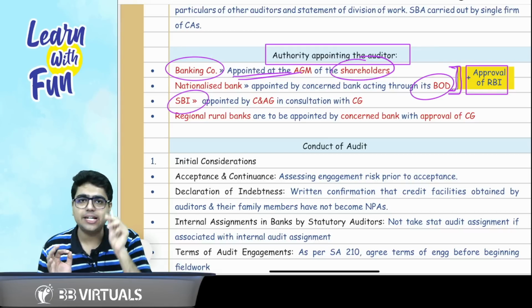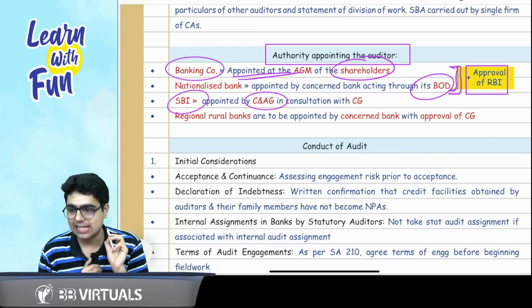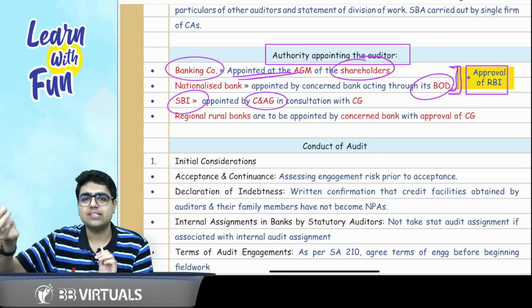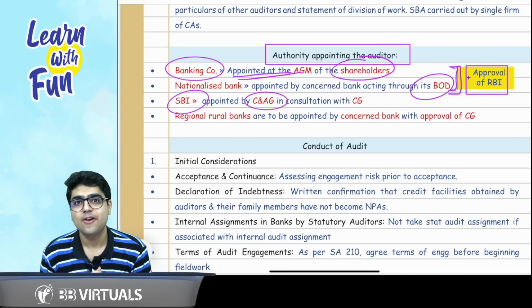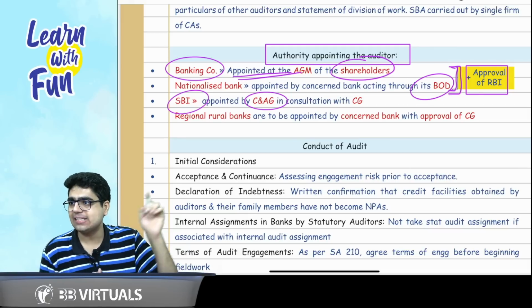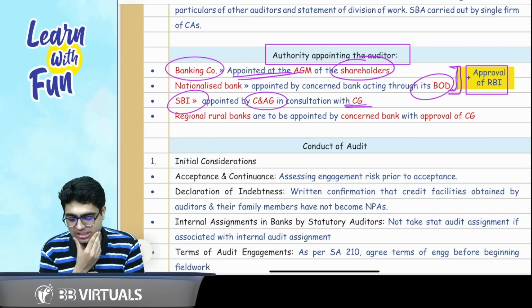SBI is State Bank of India, which is a government bank. In that, the appointment shall be by CAG. Why CAG? Because SBI is a government company, and we have studied in section 139 subsection 5, right? Appointment of subsequent auditor in case of a government company is done by CAG, but in consultation with the central government. Now, regional rural banks.